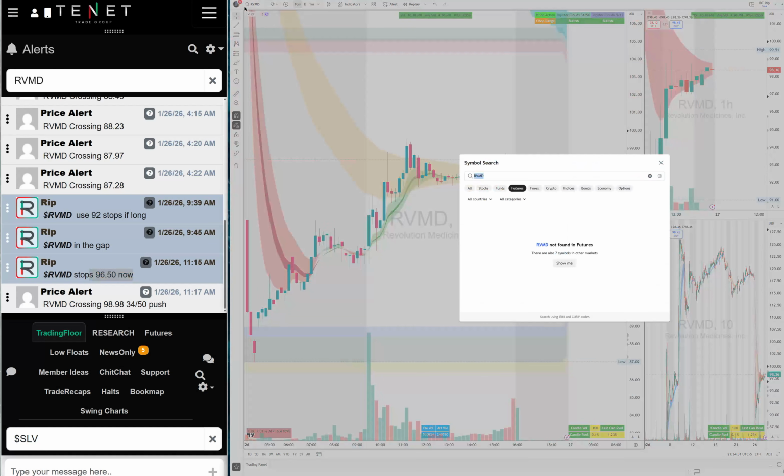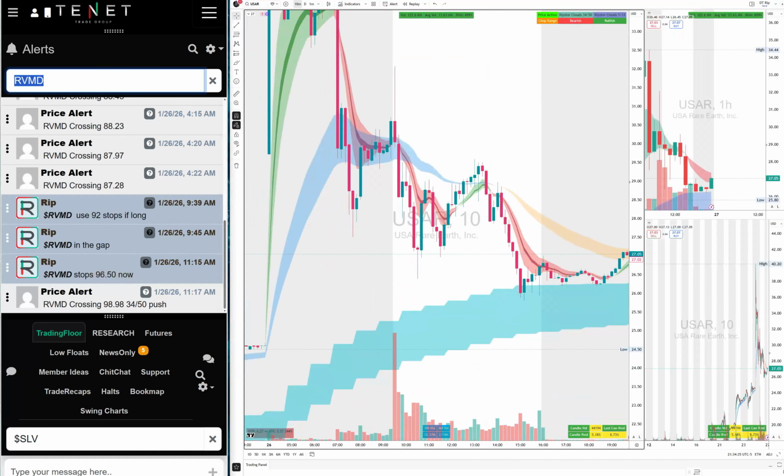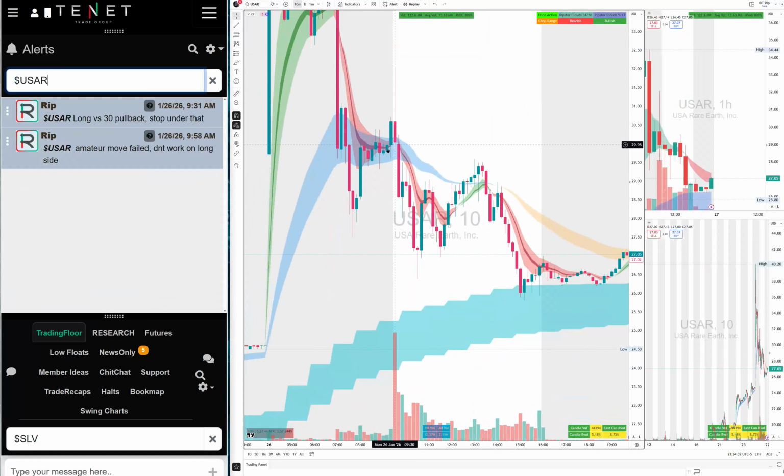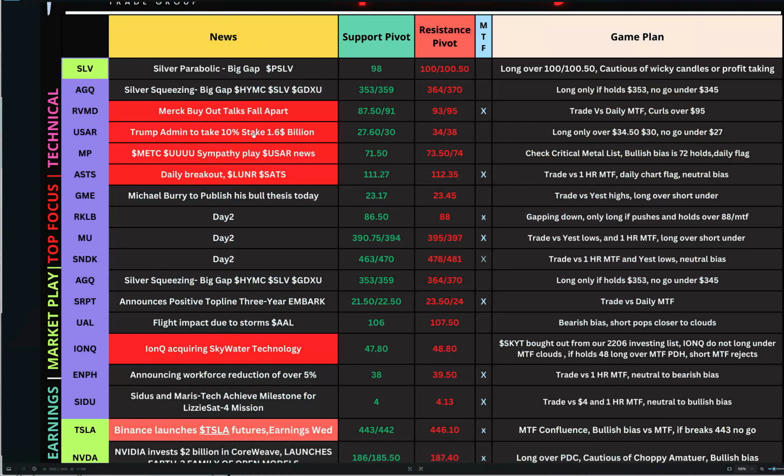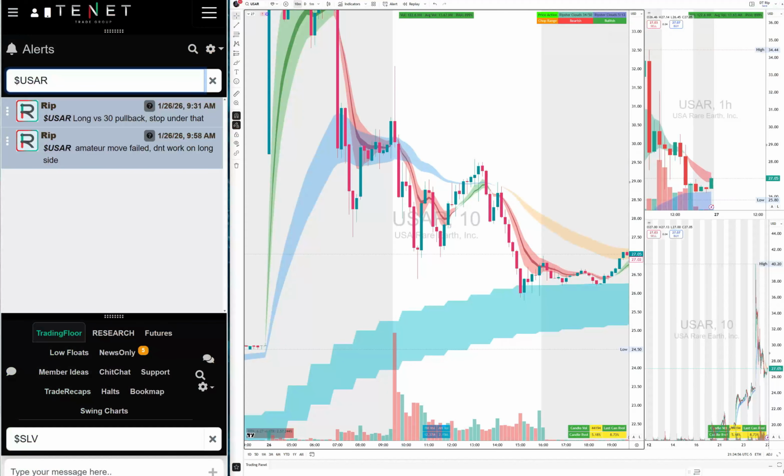So we did have a loser today. Like I said, a lot of these smaller names were selling off today. So USAR, we were long here versus 30 pullbacks. You add on this pullback at 30, and as soon as it breaks this level, you take a 50-cent loss and get out. So the plan on USAR: Trump invested 1.6 billion, Trump admin 10% stake. Trade versus 1 hour MTF, neutral bias. So when USAR pushed over there, let's see.